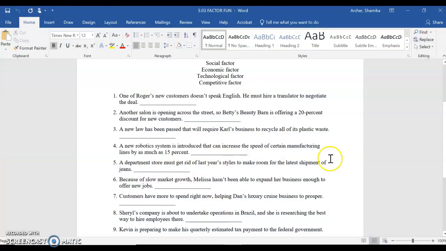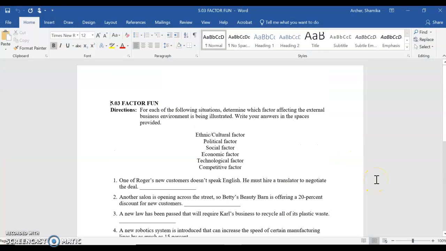All right, today's activity is this one right here. It is the 503 factor fun activity. And so it's looking at the different factors. So you have your ethnic cultural factor when we look at where people are from, what their morals and their backgrounds are. Of course, when you think of political factors, you think of Democratic, Republican, those type of things. Social factors, you think of your trends. Economic factor, you're thinking of the government, inflation rates, interest rates, those type of things. Technological, of course, that is things like 4G to 5G, and then different types of computers and phones and different types of communications, and then competitive, how many people are in the area.